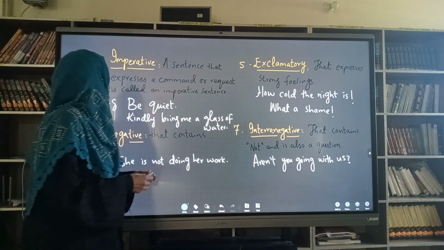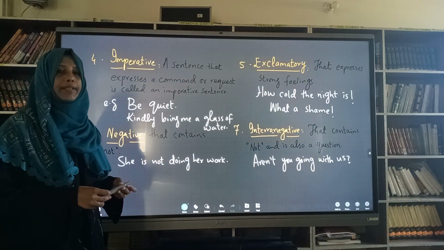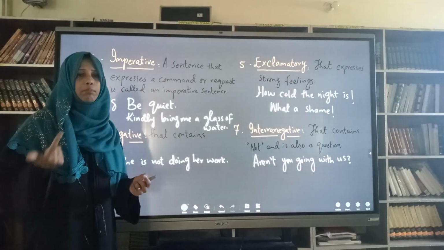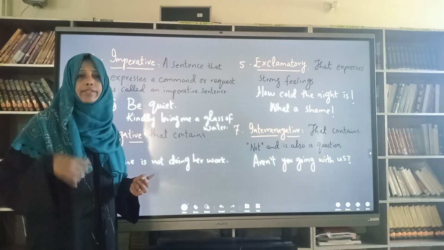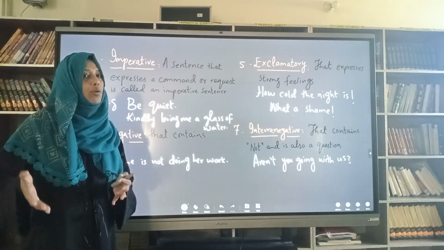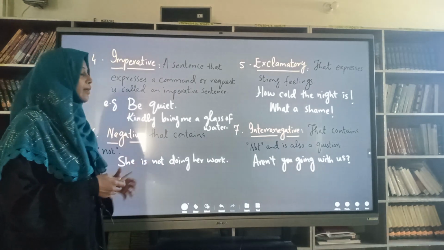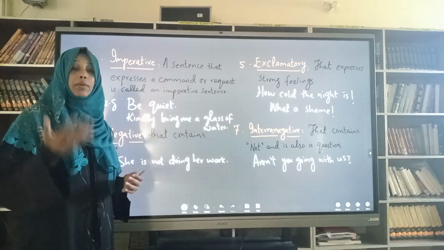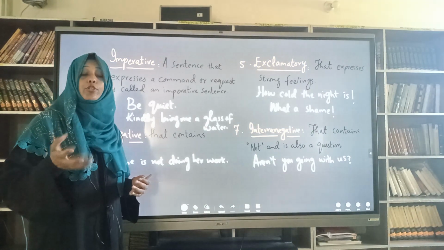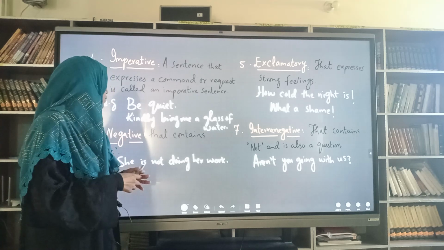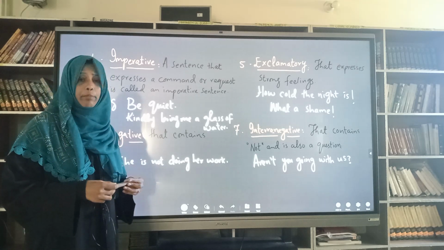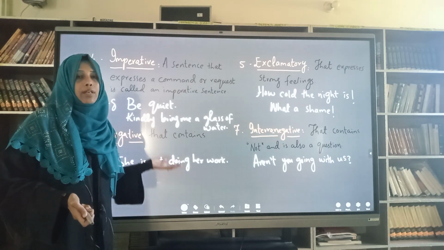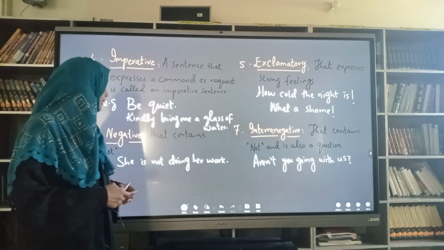Okay, now the fourth type is imperative sentence. An imperative sentence is a sentence that expresses a command, a request, an order, a suggestion, and so on. The example is: be quiet. So it could be an order, a command given by a teacher that you should keep quiet. Second is: kindly bring me a glass of water. So it's a request with the particular word kindly, please, etc.